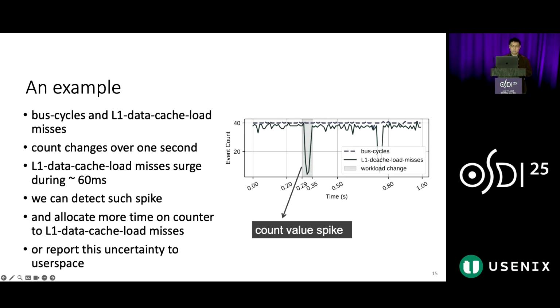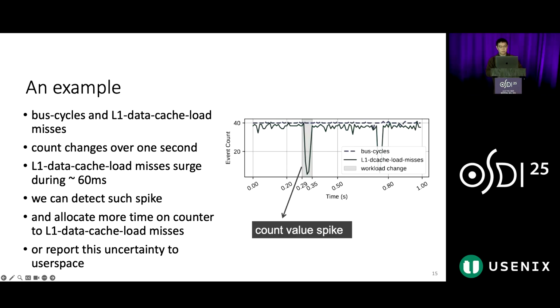Here's a simple example. The figure in this slide shows the event count of two events during one second: the bus cycles and the L1 data cache load misses. We can see the bus cycles is quite stable, so the extrapolation results could be more accurate. But in contrast, the cache misses vary a lot. There are two noticeable spikes there.